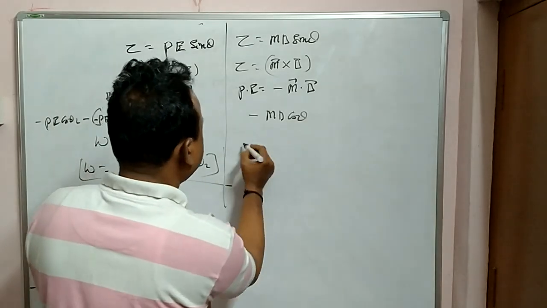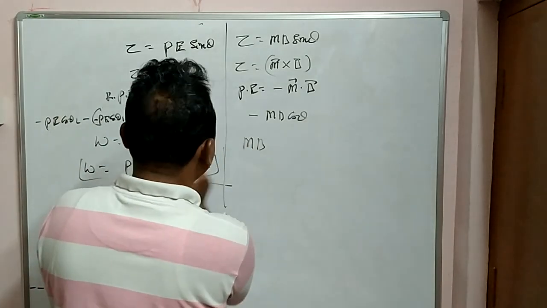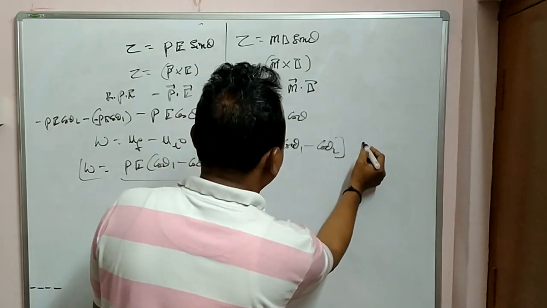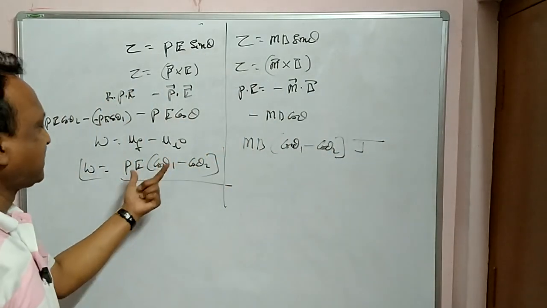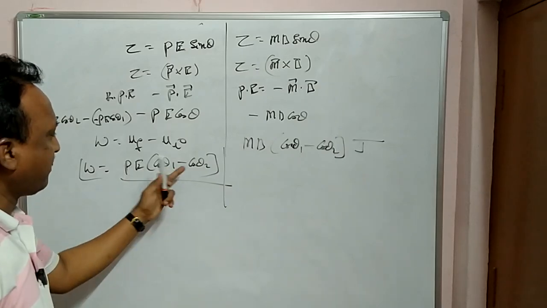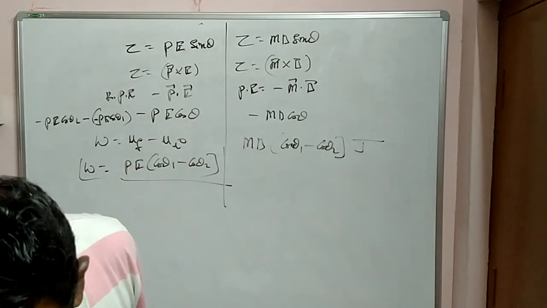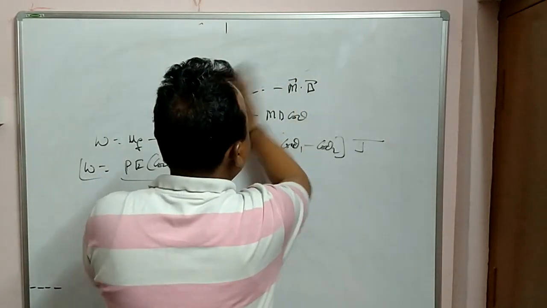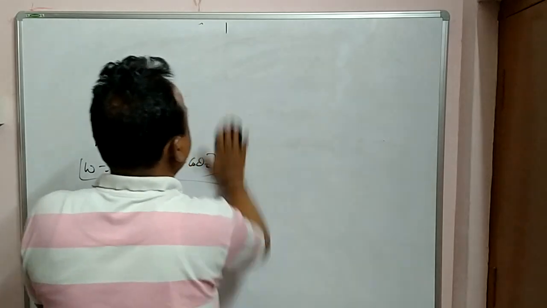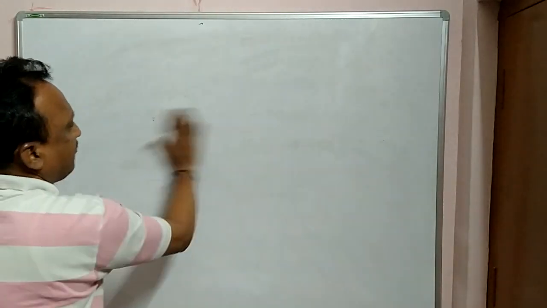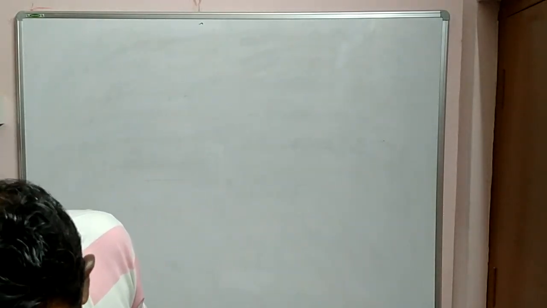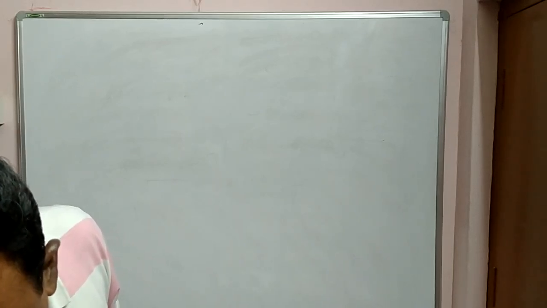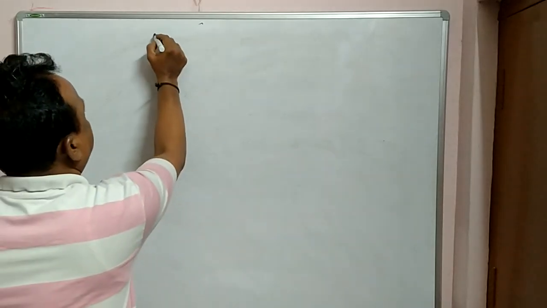Same here too. Instead of PE it is MB into cos theta 1 minus cos theta 2 joules. So almost similar equations are found, theta 1 minus theta 2. Clear? So this is how you can write the work done and potential energy in rotating from theta 1 to theta 2. Okay, clear all of you? Now this expression you can also change as and when needed. Now let us go to the last one, MCG, the moving coil galvanometer.